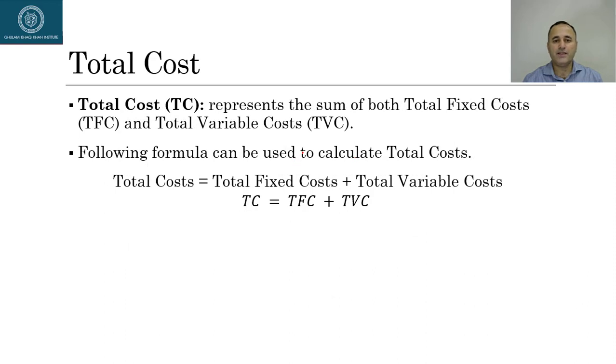Total cost. As the name suggests, it's the total cost of production. It represents the sum of both fixed cost and variable cost. And of course, this is the formula. So total cost is total fixed cost plus total variable cost. Plain and simple.